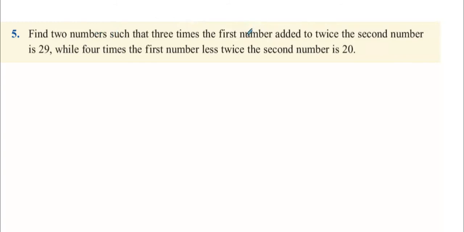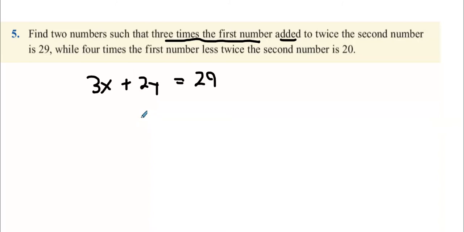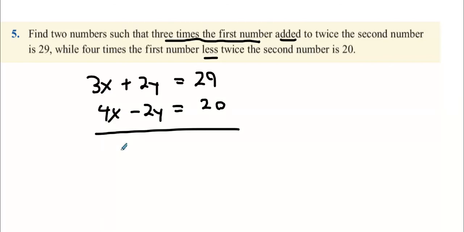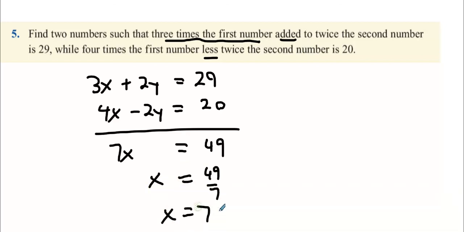Find two numbers such that 3 times the first number would say 3x to me, added means plus, to twice the second number, that'd be 2y, and the answer is 29. Well, 4 times the first number, which is 4x, less means minus 2 times the second number, which is minus 2y, equals 20. Well, if we add this straight down, 3x plus 4x is 7x, plus 2y minus 2y cancels. 29 plus 20 is 49. Multiplication of 7 on the left means division of 7 on the right. And then we get x equals 7.